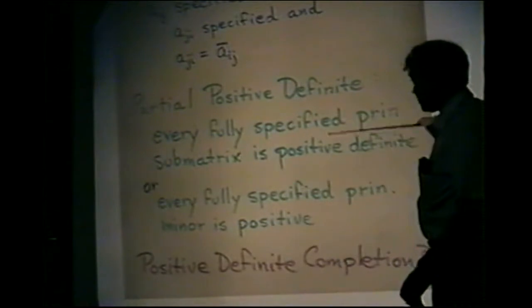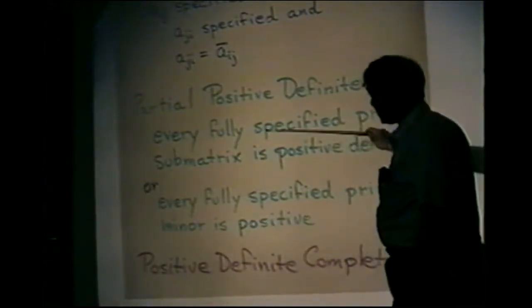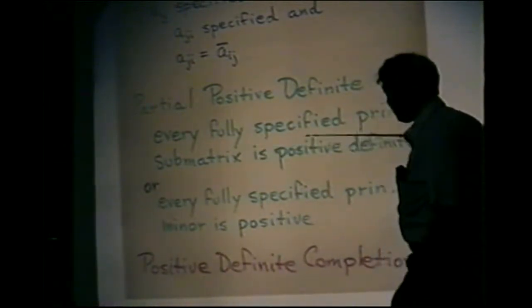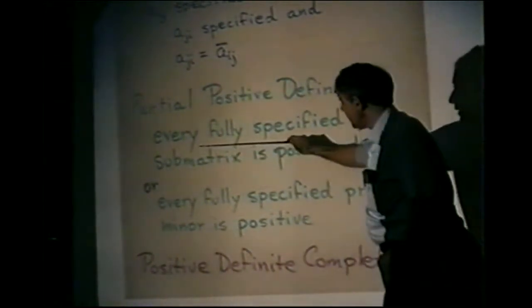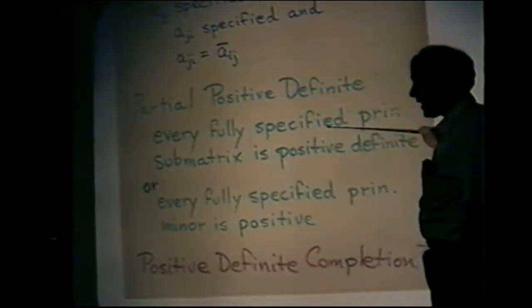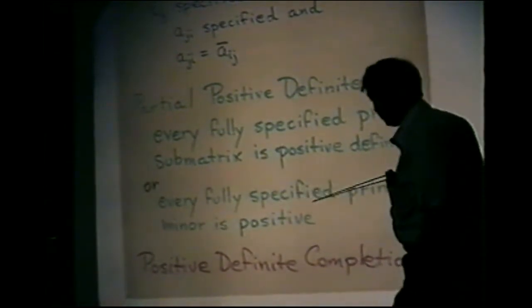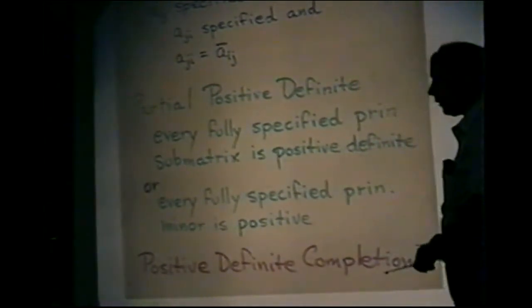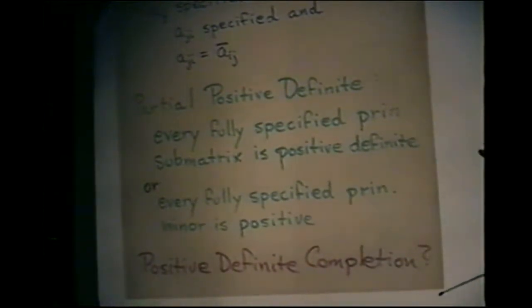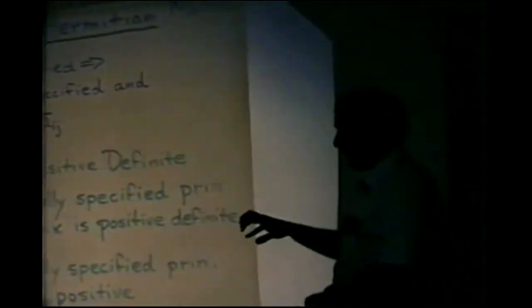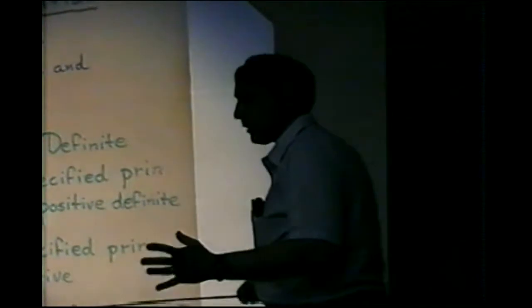And there's an obvious necessary condition for this, and that is that the matrix be what we call partial positive definite. And that simply means that every principal submatrix consisting entirely of specified entries must itself be positive definite. Or every fully specified principal minor must be a positive number. Okay? So that's an obvious necessary condition, because the property of being positive definite is inherited by principal submatrices. So when I look at the data, everything that I can see had better at least be positive definite.